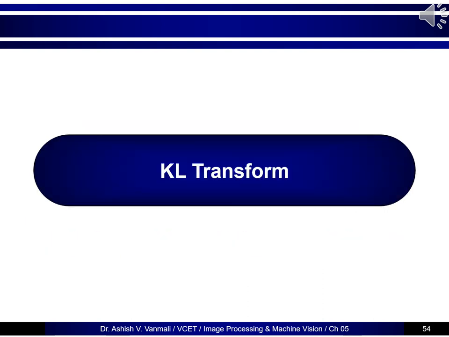Now let's see the next transform, that is the KL transform. So far, wherever we have discussed various transforms, we have talked about the energy compaction property of the transform. Some transforms are good, some transforms are bad. For example, Haar has a very poor energy compaction. A transform like DCT has very good energy compaction. Which transform can give us the best energy compaction? And the answer is the KL transform.